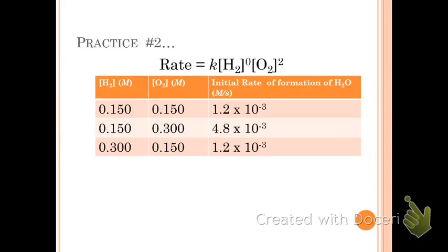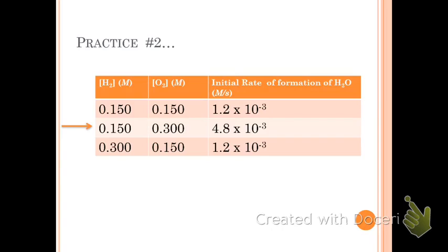Practice number 2. This is that H2 and that O2. Choose whichever experiment you want. Pause the video. Solve for K. Come back and check your answer. The answer for this using experiment number 2 is 5.3 e to the negative 2 is equal to K.